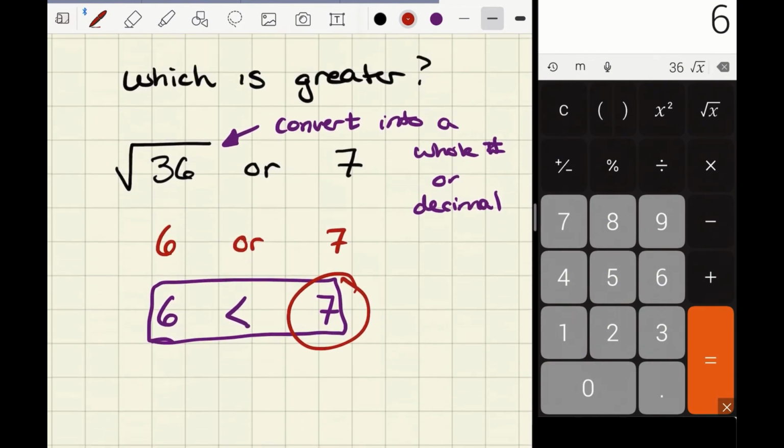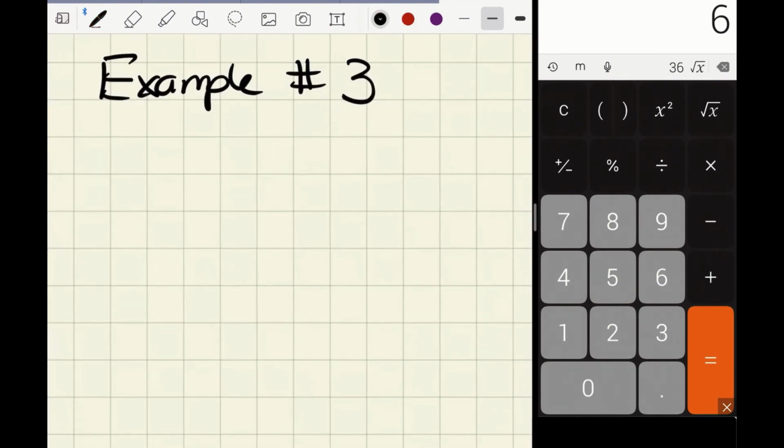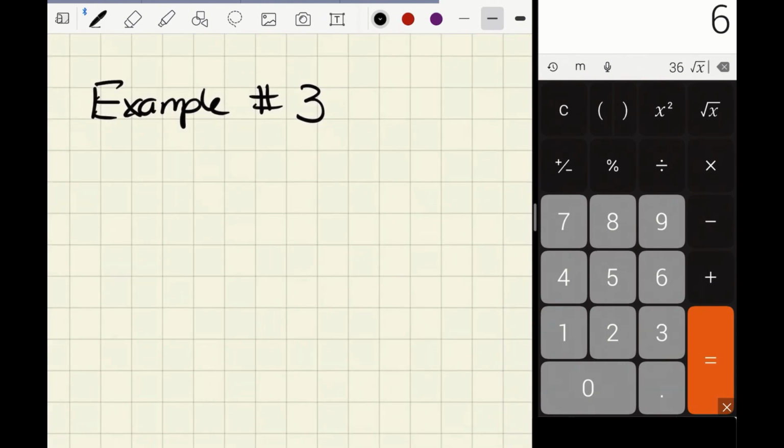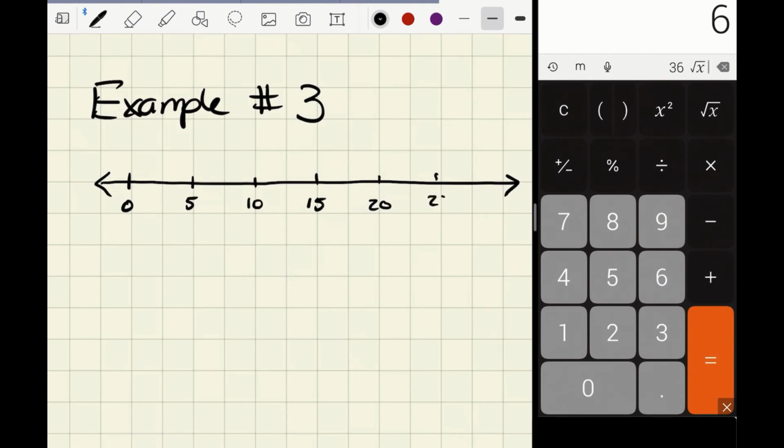All right, let's go ahead and do another example. Okay, in this example, I'm going to give you a number line, and I want you to place the following values on the number line. Now, the number line is going to start at 0, and it's going to go to 5, 10, 15, 20, 25, 30.